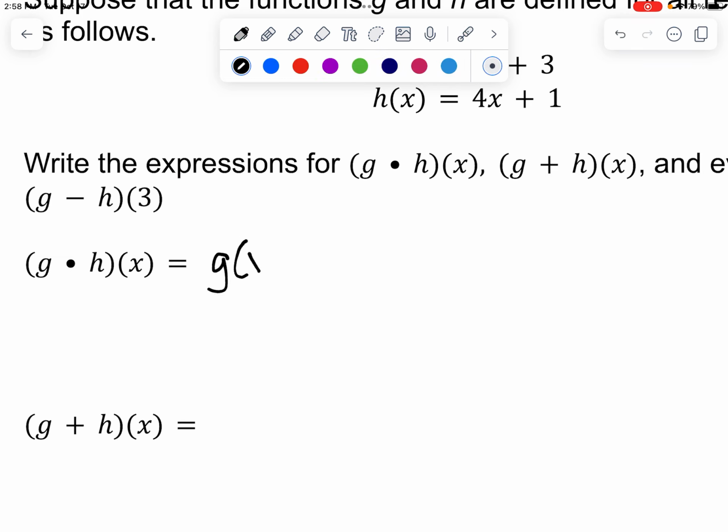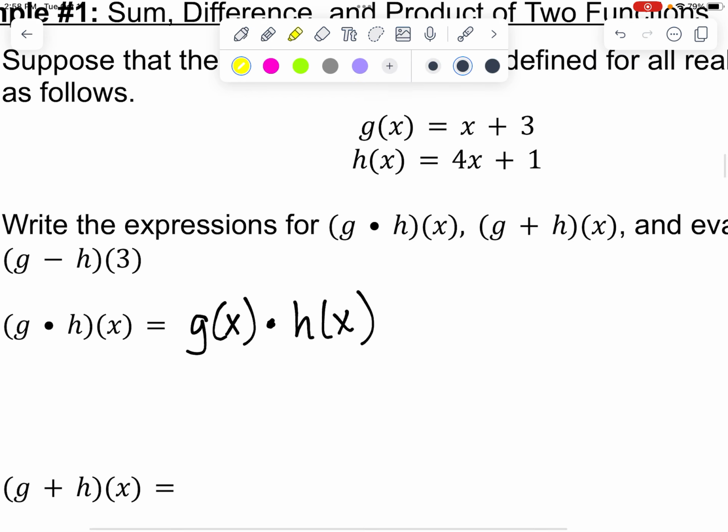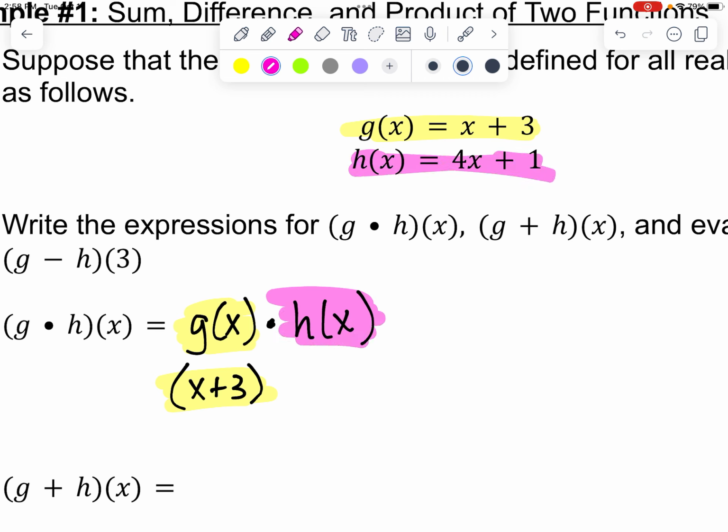So if we start with g times h of x, this is going to be the same as g of x times h of x. Okay, so what we're going to do, g of x is x plus 3. So in the place of g of x right here, I'm going to put x plus 3. And then we have h of x is 4x plus 1. So in the place of h of x, I'm going to put 4x plus 1.